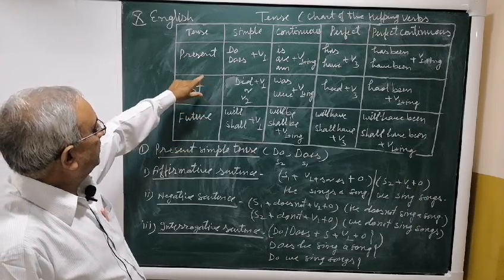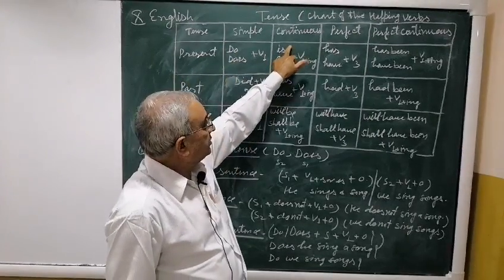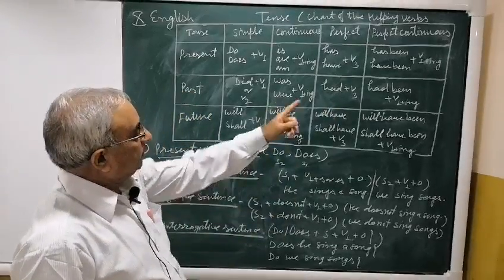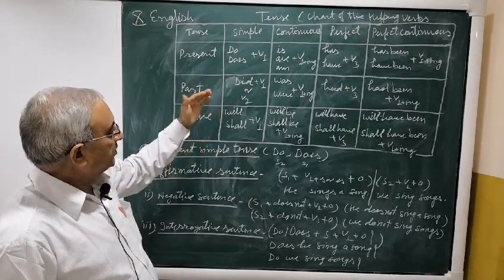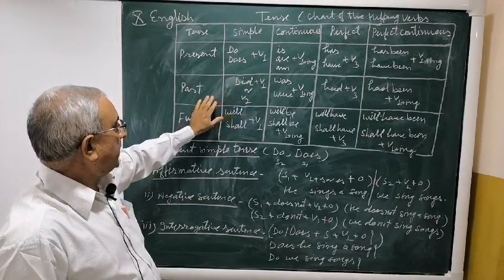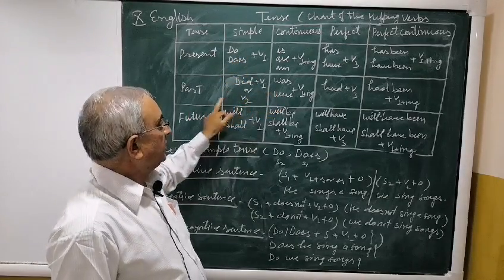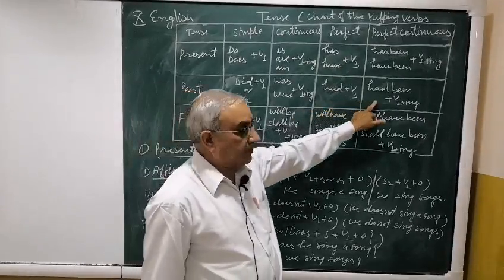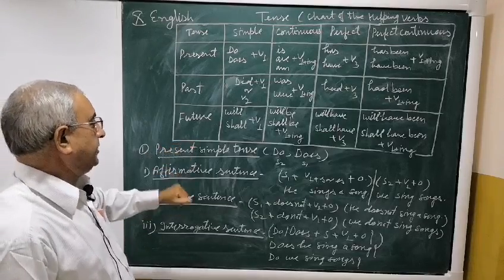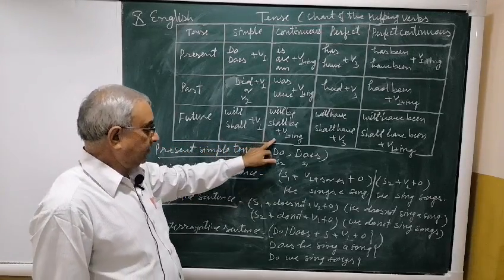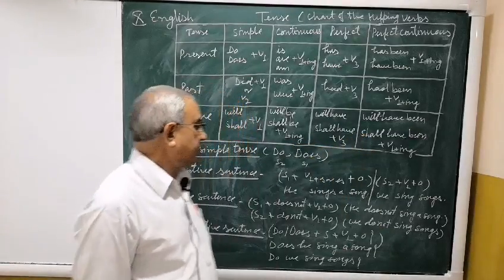There are four divisions of present tense: present simple tense, present continuous tense, present perfect tense and present perfect continuous tense. These four parts are of present tense. In the same way, there are four parts of past tense: past simple tense, past continuous tense, past perfect tense and past perfect continuous tense. In the same way, there are four parts of future tense: future simple tense, future continuous tense, future perfect tense and future perfect continuous tense.